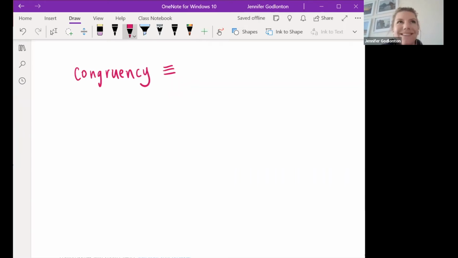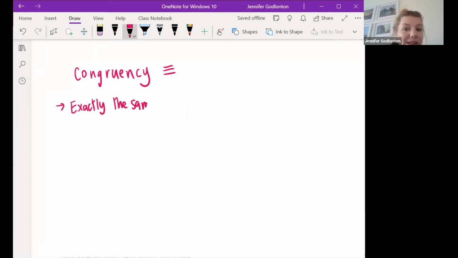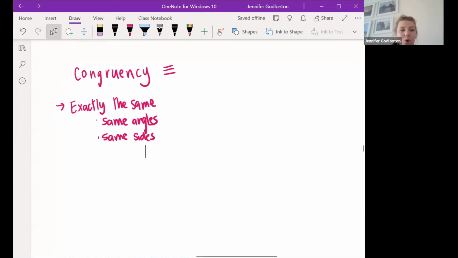Ma'am, the angles. And the shape. Good. The angles, the sides, the shapes, they have to be exactly the same. Perfect. Okay, so for congruency, they have to be exactly the same. Okay, so that means they have to have the same angles and they have to have the same sides. Okay, we have got 4 cases of congruency.